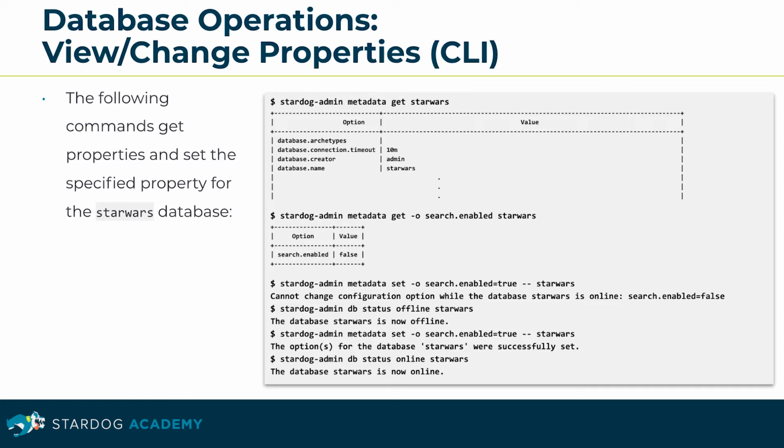Once the database is offline, the search.enabled property can be set to true using the following command: stardog-admin metadata set -o search.enabled=true -- StarWars. Now that the property is set, issue the command to set the database back online. stardog-admin db status online StarWars.